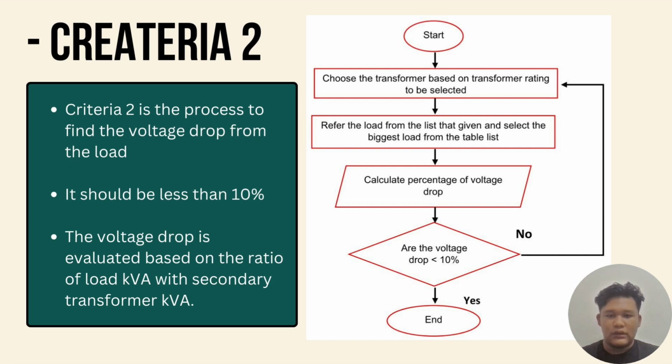For criteria 2, the process is to find the voltage drop from the load. It should be less than 10%, and the voltage drop is evaluated based on the ratio of load kVA with secondary transformer kVA.